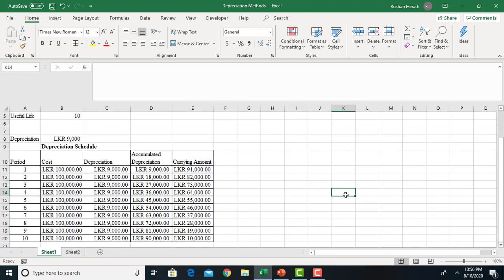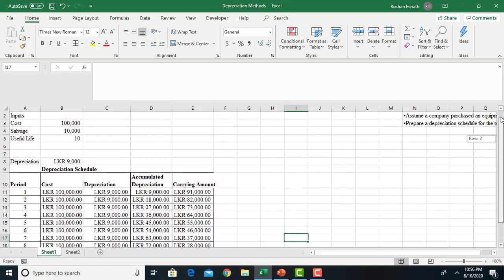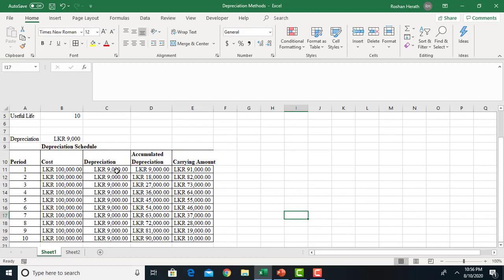Right, this is what we call the depreciation schedule. There you have identified the cost, the depreciation, accumulated depreciation, and thereby the carrying amount. Under the straight line depreciation method, the most significant feature we have observed is that the depreciation is equal throughout the period. The annual depreciation is equal throughout the period.